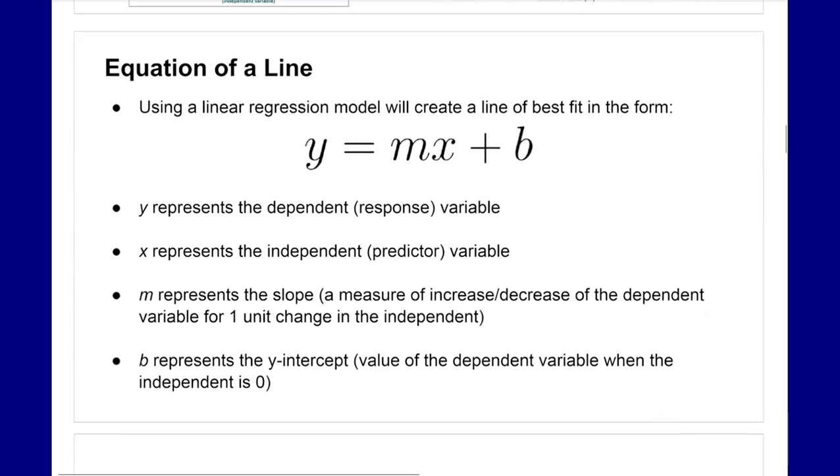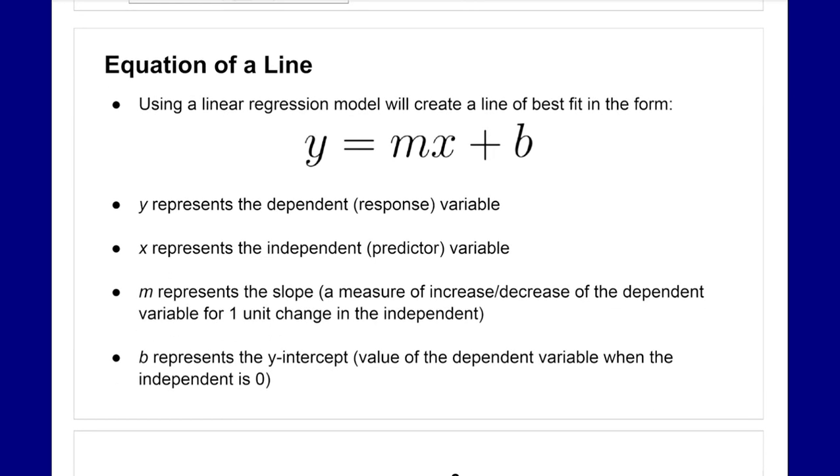Now, when we talk about a correlation, when we talk about a relationship, one thing that we can do to help us with that, or to really see if there is a relationship, is draw a line or create an equation of a line, right? Create a line of best fit. So basically, we use a linear regression model, or technology, to create a line of best fit, and it'll be given to us in the form y equals mx plus b.